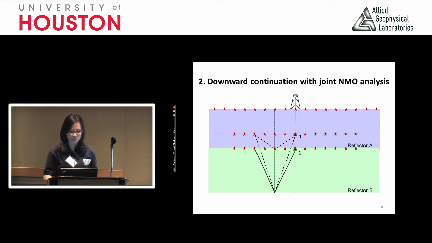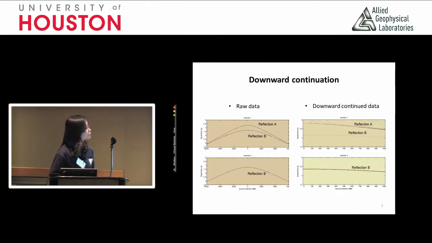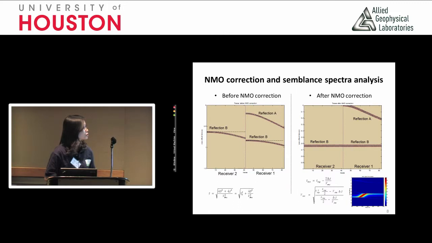So in this way, we have a simple 2 layers model to test this downward continuation, and this is the raw data we have. Using almost the same idea, Barry Hill style, we downward continue the surface shots to each level of the receivers, and then using this data, we apply the NMO corrections and the semblance structure analysis.